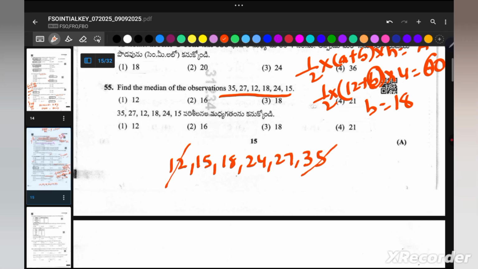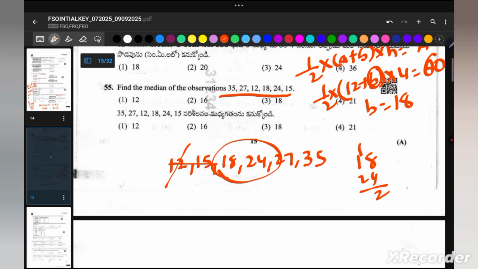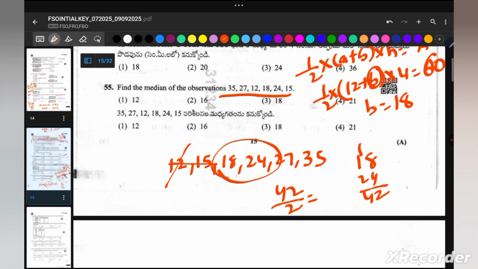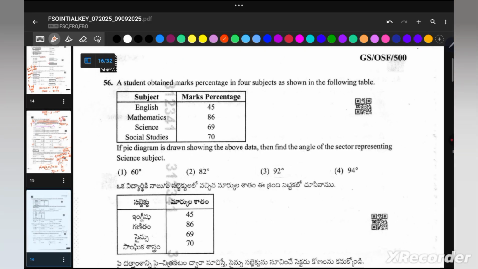Now cancel out the other things just to find the median. So we have the two numbers in the middle. So 18 plus 24, 42. 42 divided by 2, which is equal to how much? 21. That's the answer.